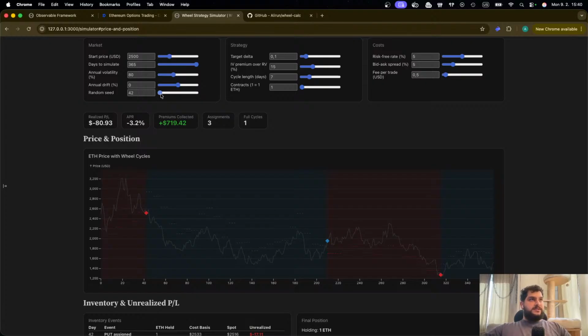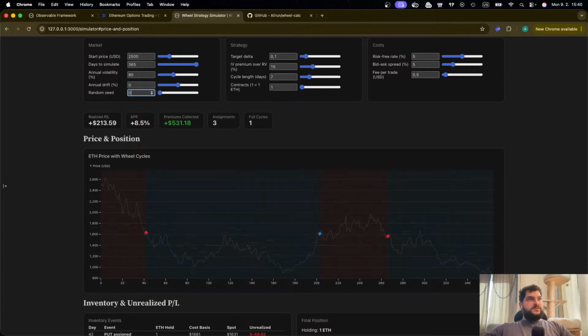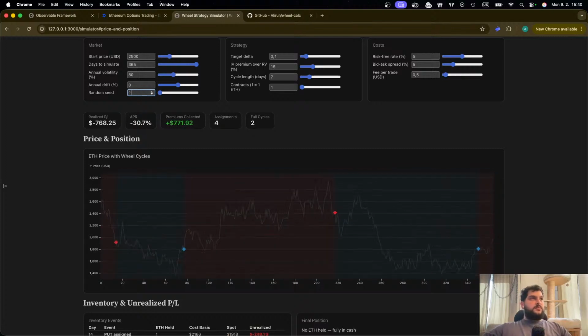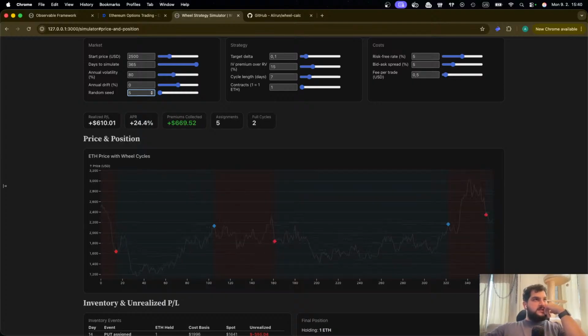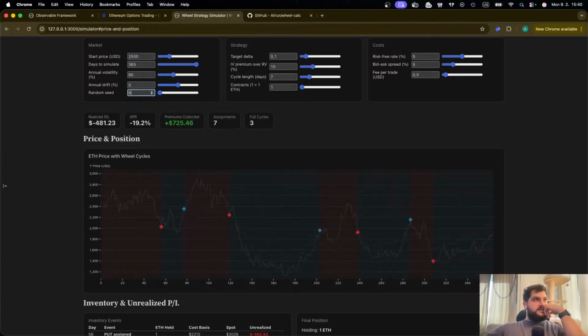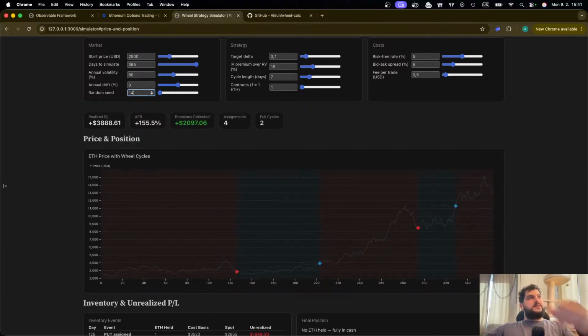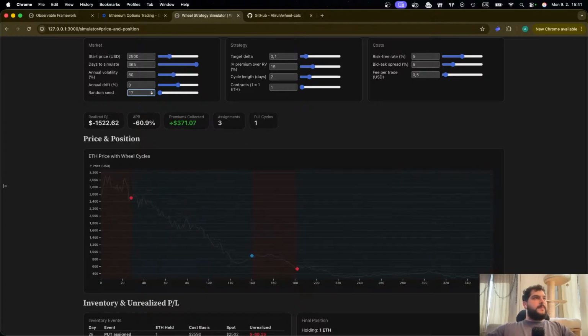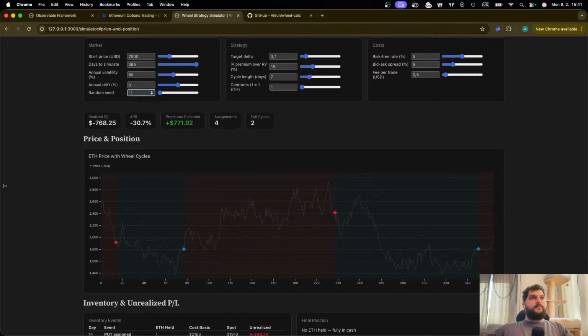Let's try different seeds. So let's start with 0, 1. So if we trade for 1 year: minus, minus, minus, plus, plus, plus, minus, minus, plus, plus, minus, minus. Interesting.